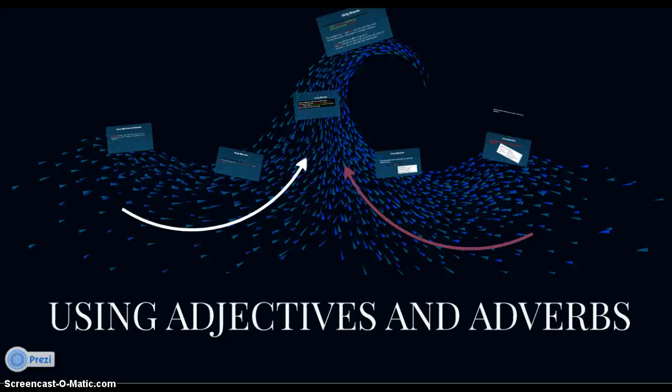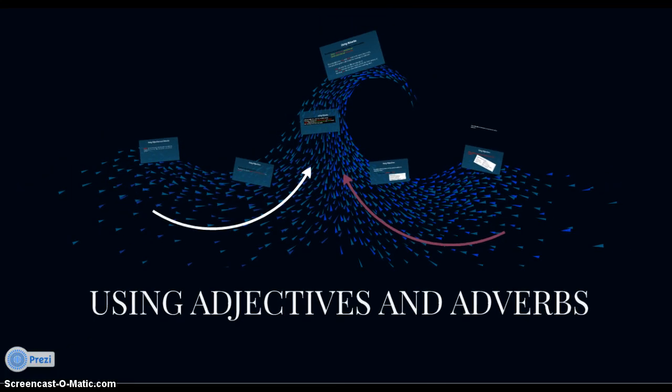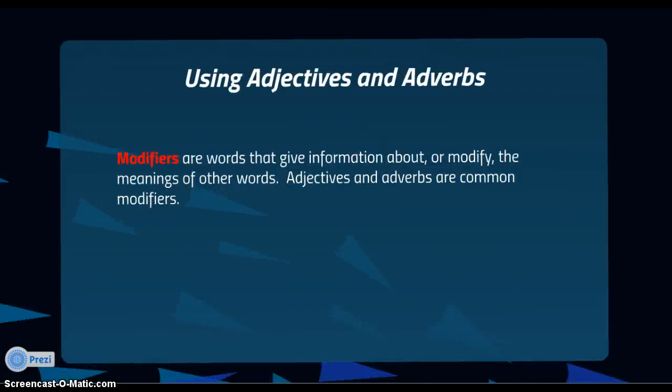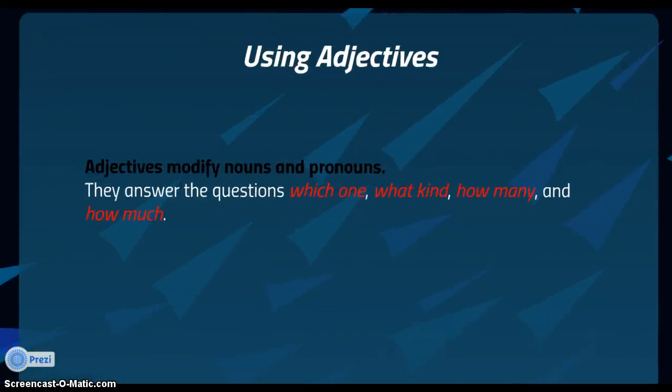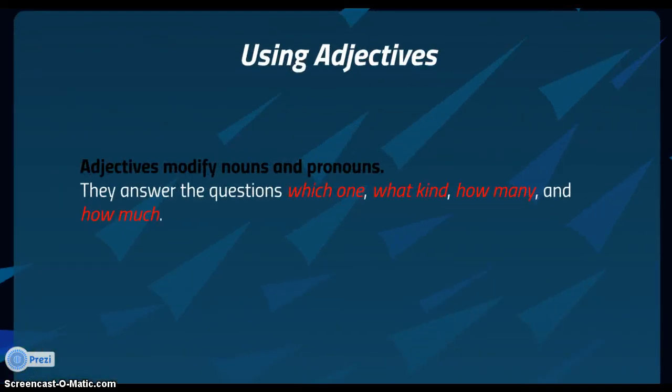In this lesson, I want to talk about modifiers. I'm going to start off with using adjectives and adverbs because those are probably the most common modifiers that we're going to deal with when we're writing. Modifiers are words that give information about or modify the meanings of other words. And as I said before, adjectives and adverbs are common modifiers, and it's important that you understand how to use them correctly. Let's start off with adjectives.